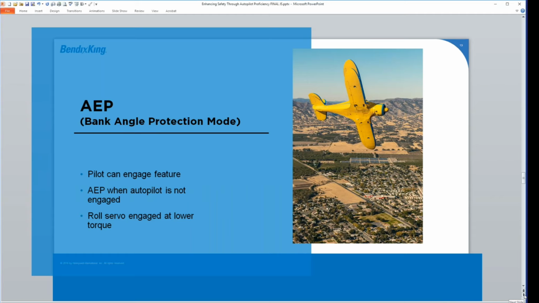AEP is a bank angle protection mode that we built into the autopilot. Man, I love this graphic, this is such a great view. Sorry, I am distracted easily. Anyway, AEP is a really great safety feature.